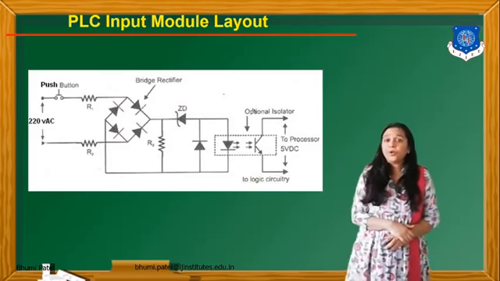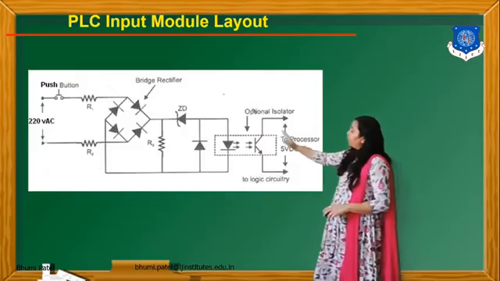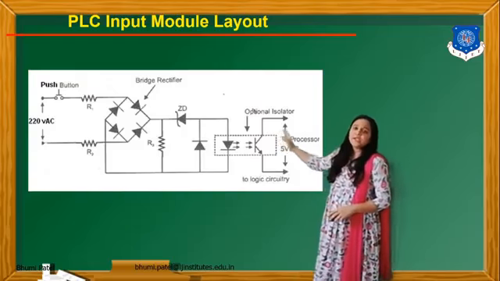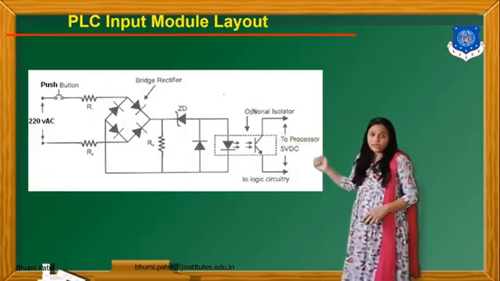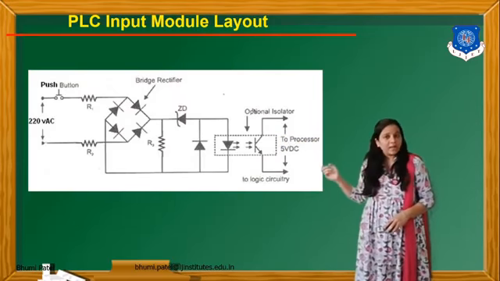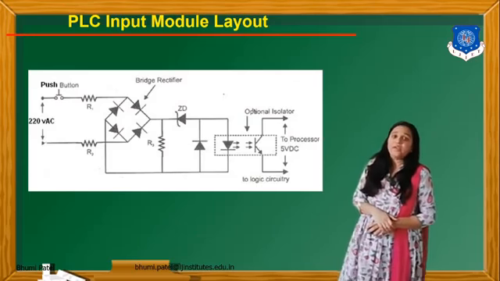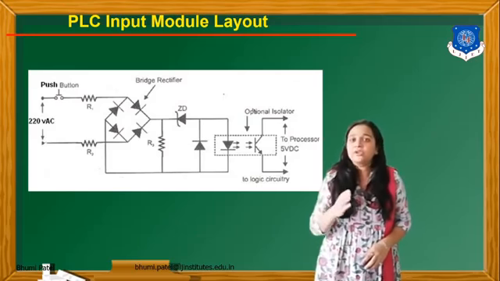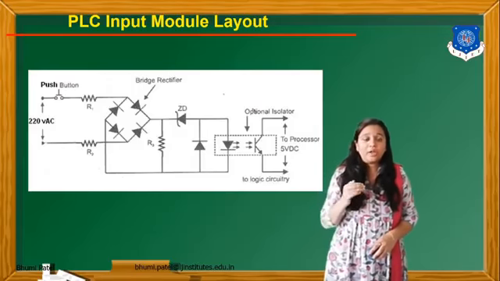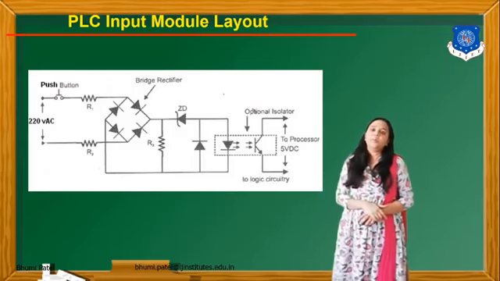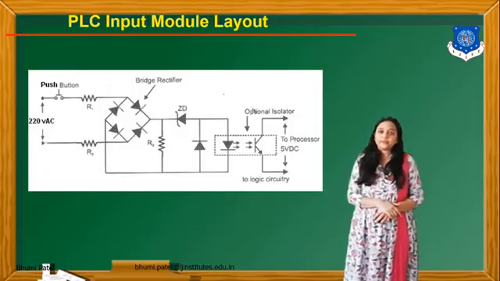So the input module converts the 220 volt AC input to the DC voltage required by the PLC CPU using the bridge circuit, and we connect the optical isolator that provides the logic circuitry for the input module. Okay, clear?